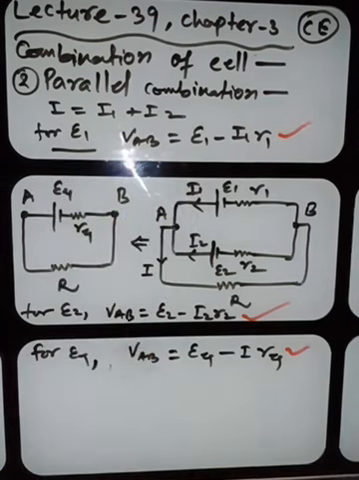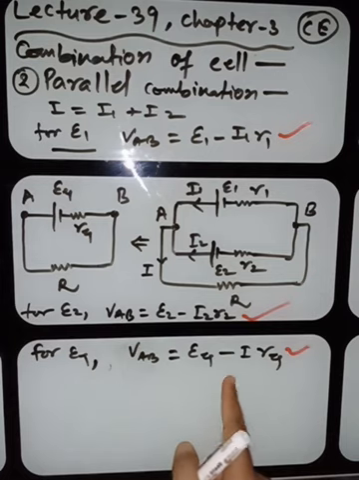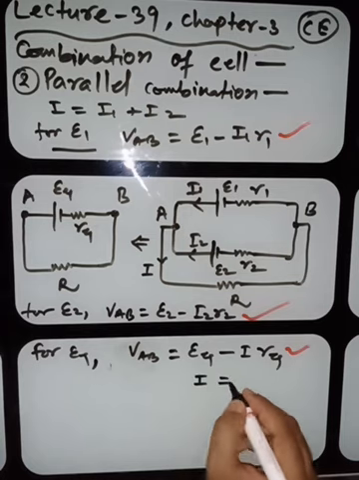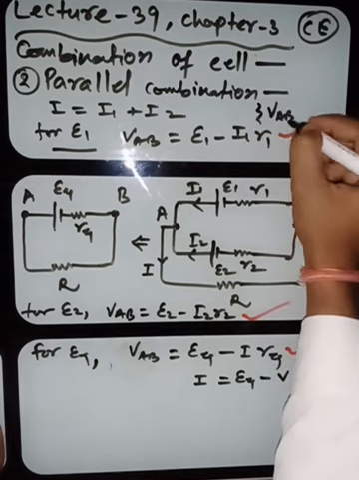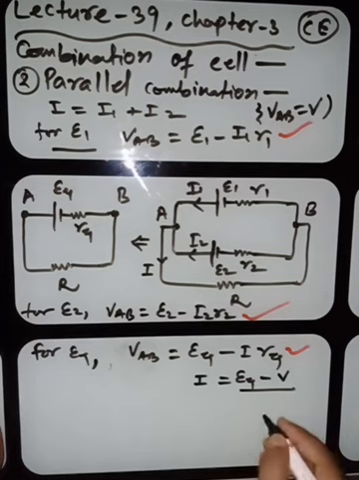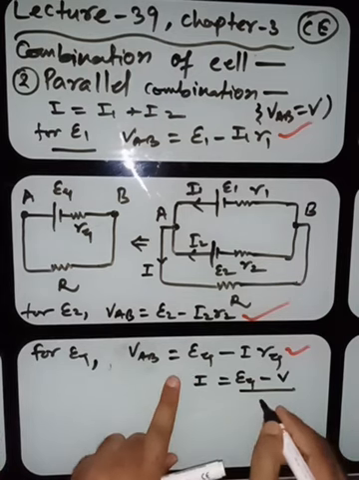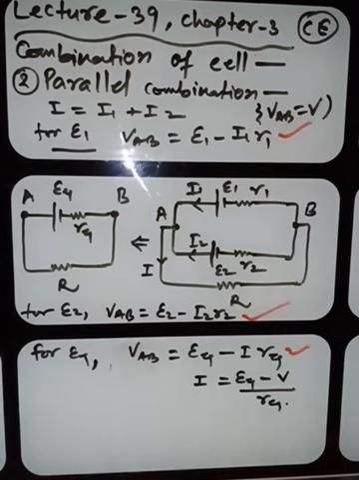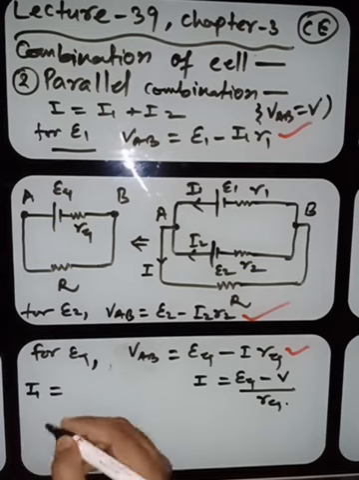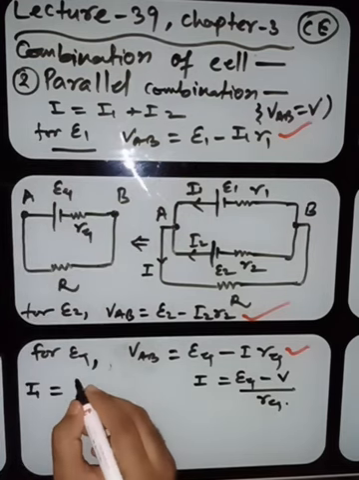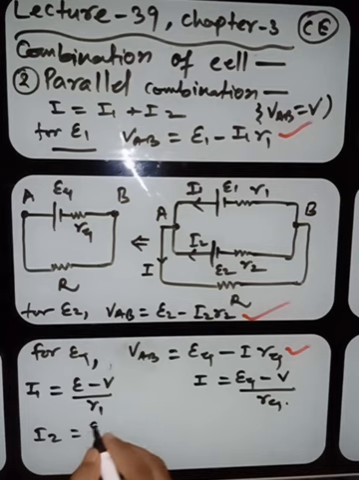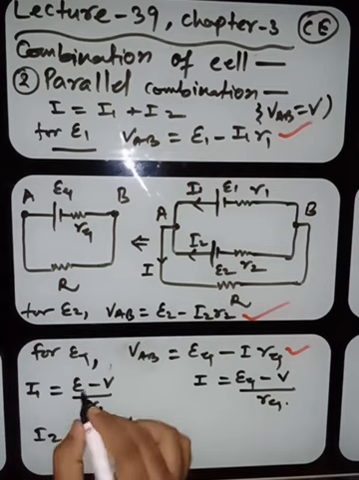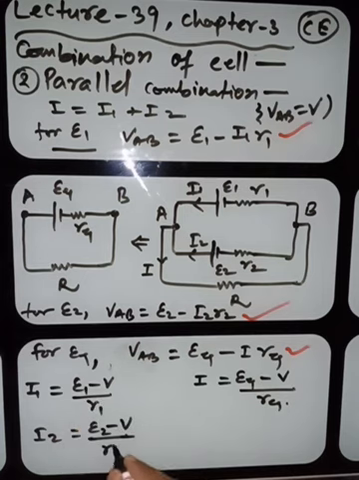Try to find I1 and I2 and put them in I equals I1 plus I2. So from here I will be E equivalent minus V divided by R equivalent, where we are writing VAB as V. In a similar way, I1 will be E1 minus V divided by R1, and I2 will be E2 minus V divided by R2.